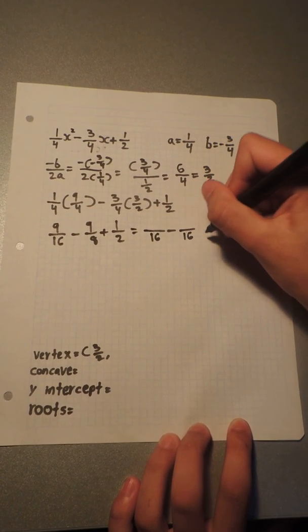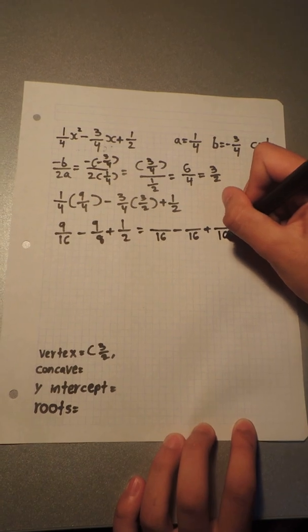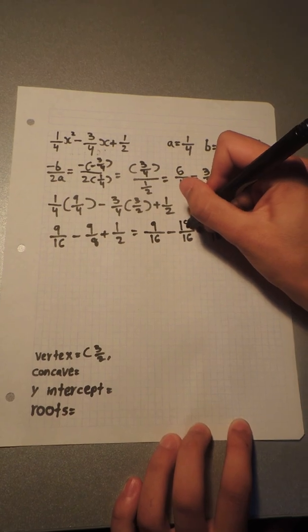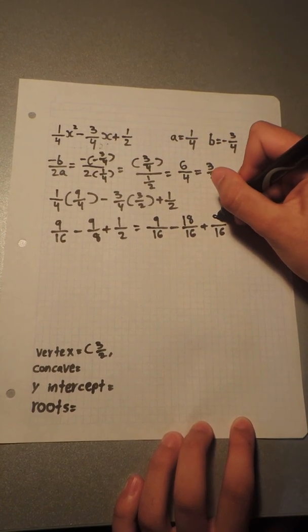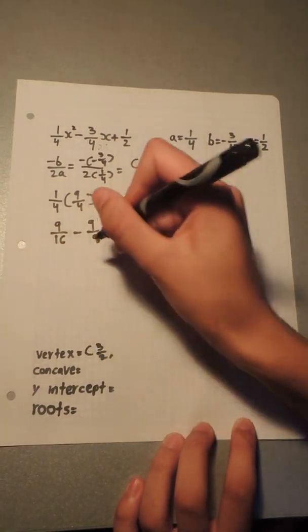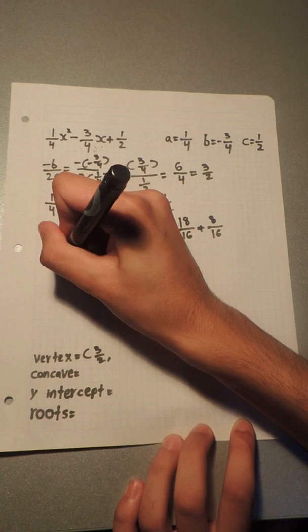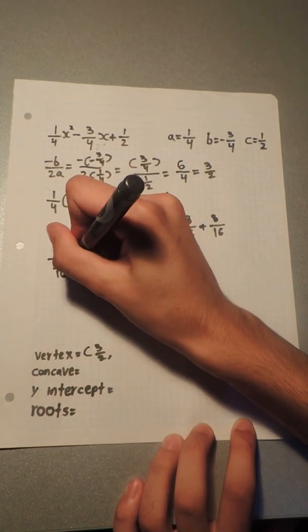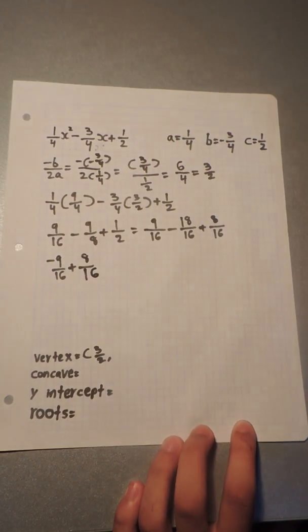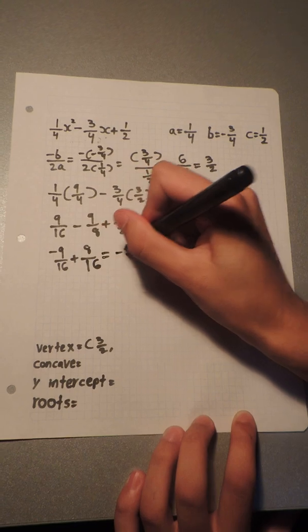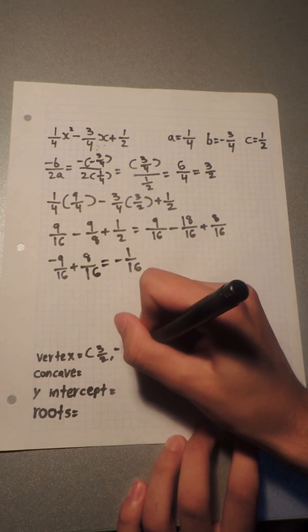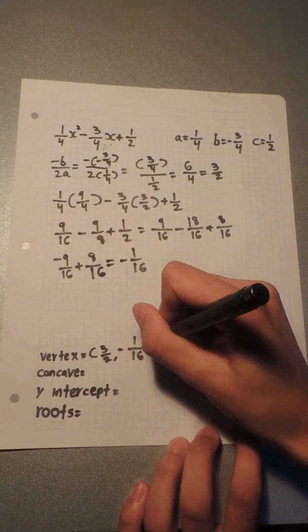16 minus 16. So we pass this. Then for 8 to be 16, you have to multiply times 2 times 9. And then 16 divided by 2 is 8. And now this will give us minus 9 over 16 plus 8 over 16. Okay, which is minus 1 over 16. And that is the second value of the vertex.